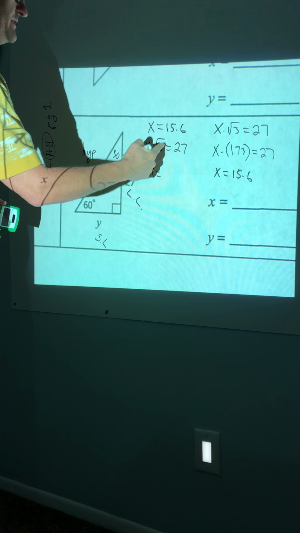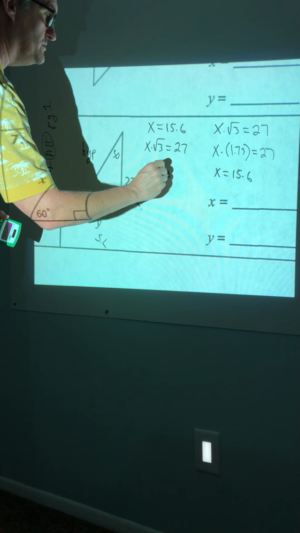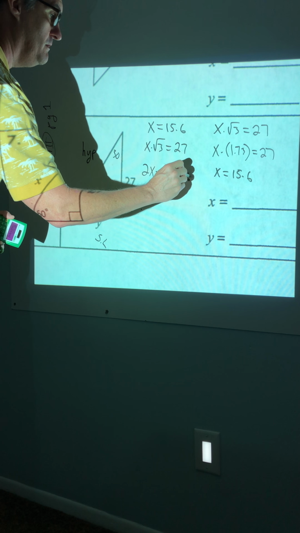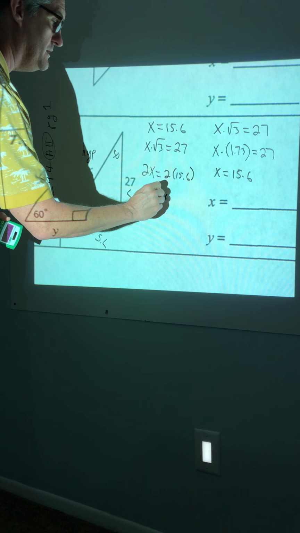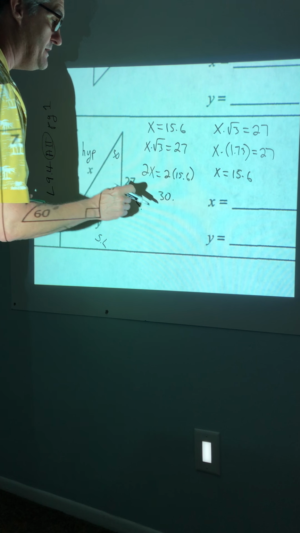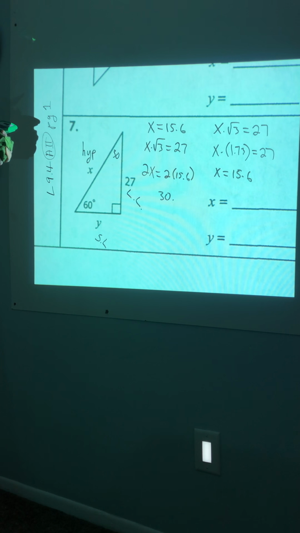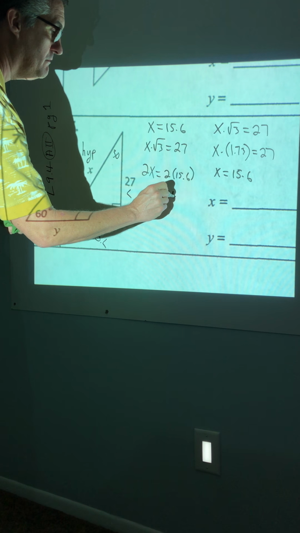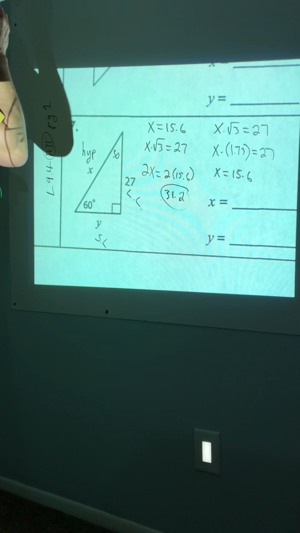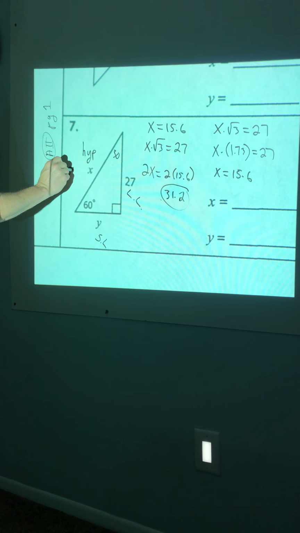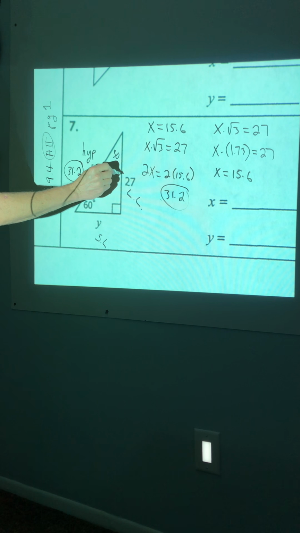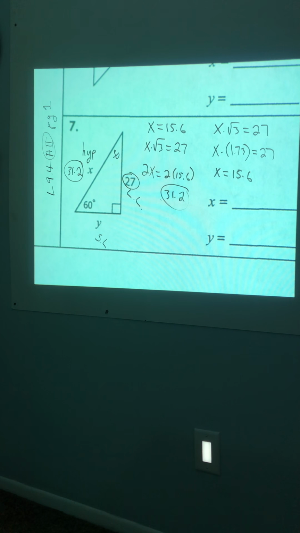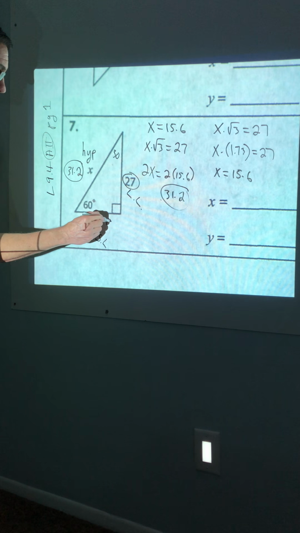If x is 15.6, this says double what you just got. When you double that, you get 31.2. Yep, 15.6 times 2, and you get 31.2. So 31.2 goes over here. 27 they had already given us, and then the shorter leg was 15.6.